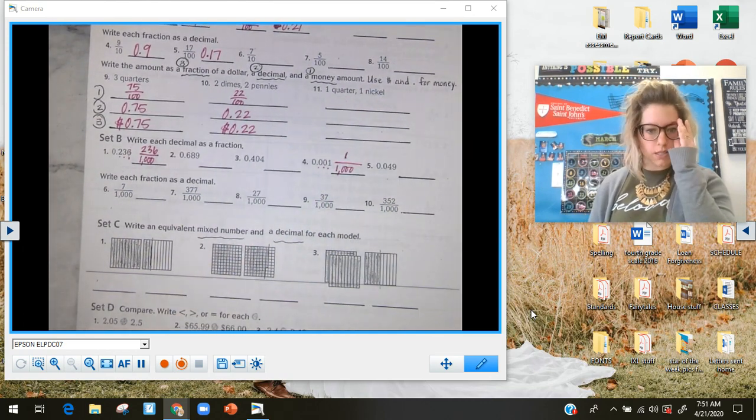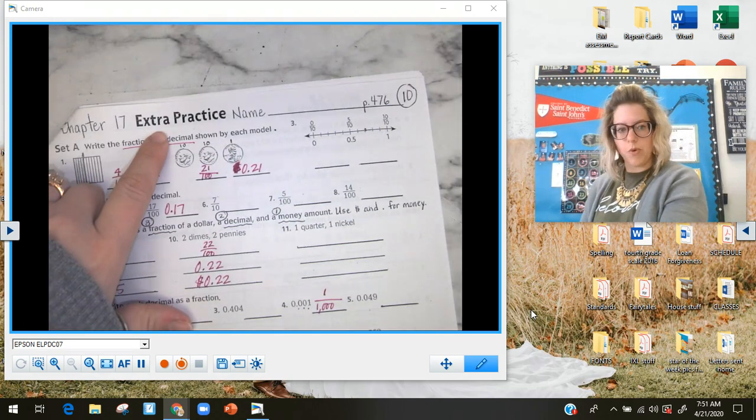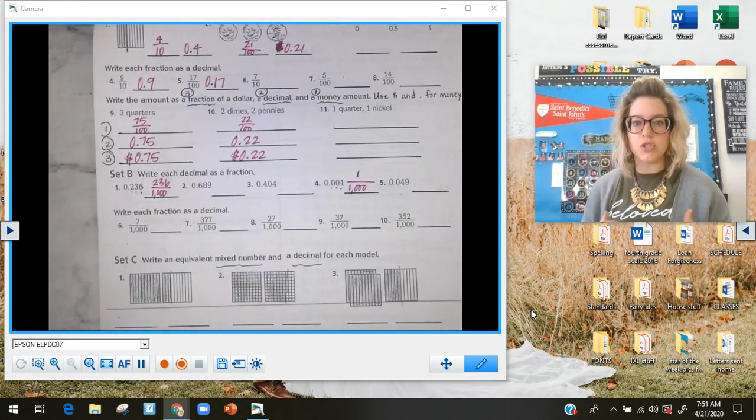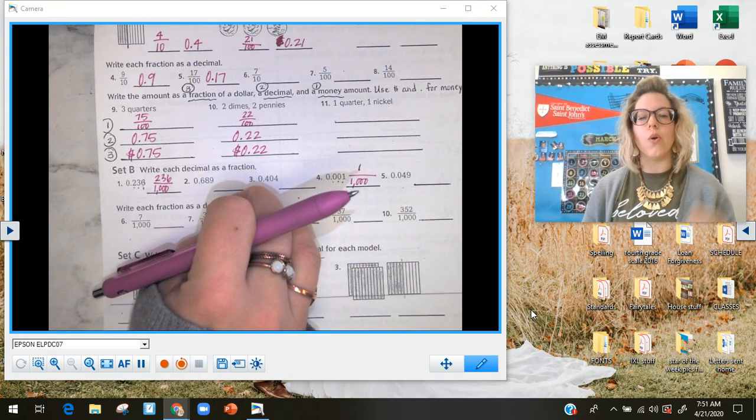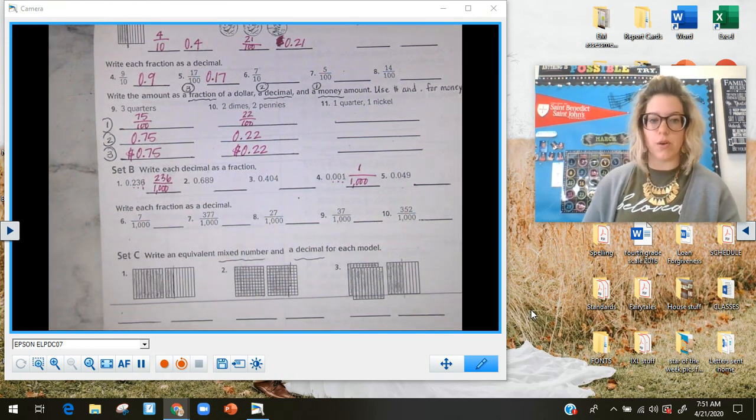This worksheet, even though it says extra practice on here, it's not optional. This is your assignment for today. You have to do this. Okay, but you're just doing it on your own rather than me talking through everything with you.